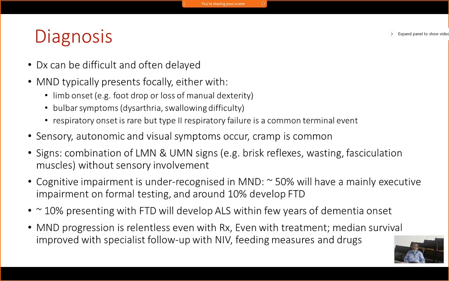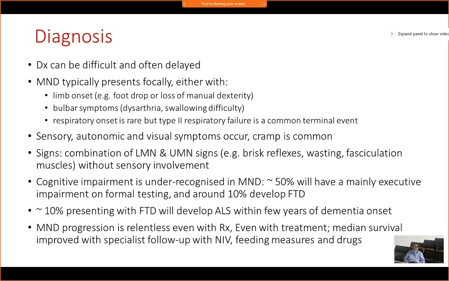Sensory, autonomic and visual symptoms are not common, whereas cramps can be present. Among the signs, there is a combination of lower motor neuron and upper motor neuron signs: brisk reflexes, wasting, fasciculation without any sensory involvement. Cognitive impairment is present in many of these people.